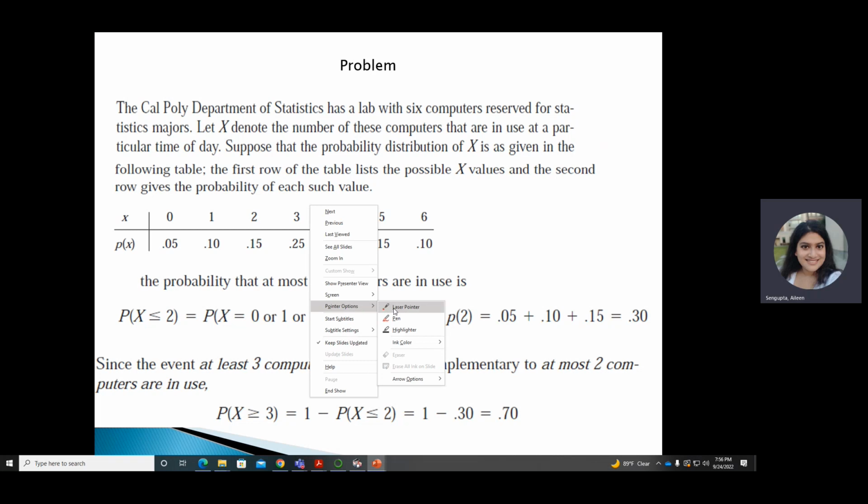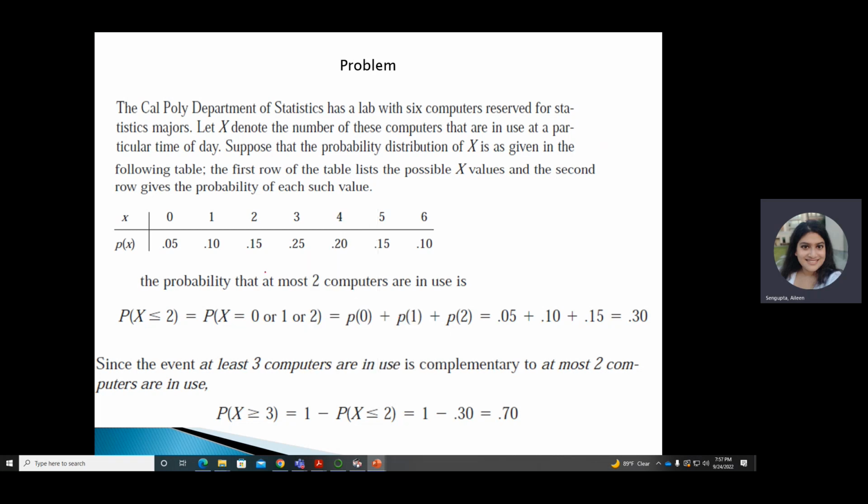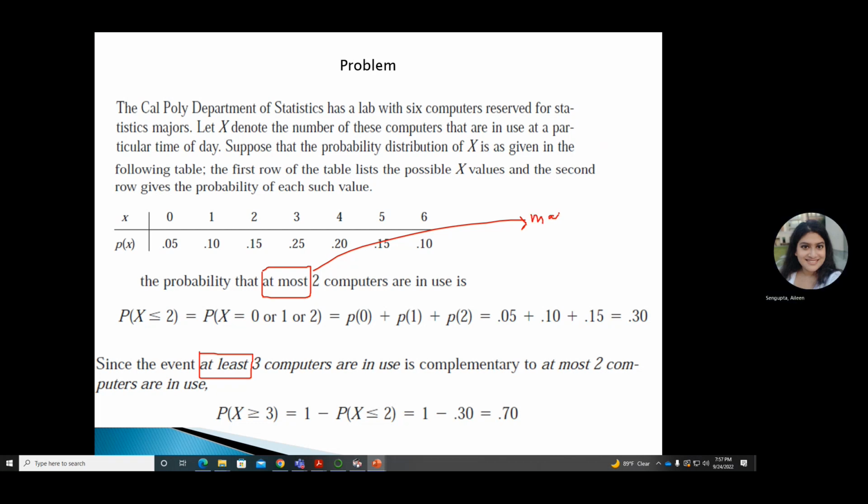Now, remember when I began the probability discussion, I said that some words are very, very important. So the words at most and at least are going to be quite important for you. At most means maximum. You cannot have more than this, right? So at most 2 computers getting used means maximum 2 computers are getting used, not more than that. So you can use 0 computers, 1 computer, or 2 computers. At most means at maximum.